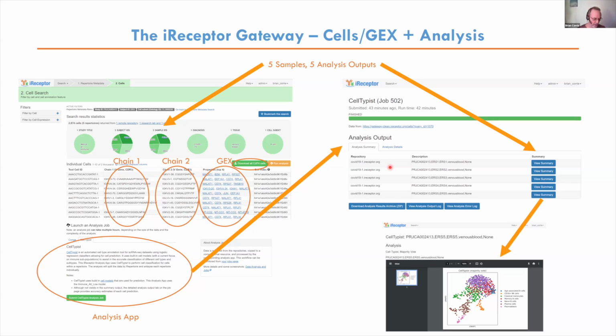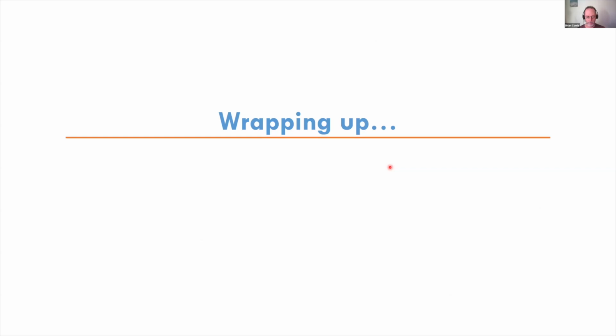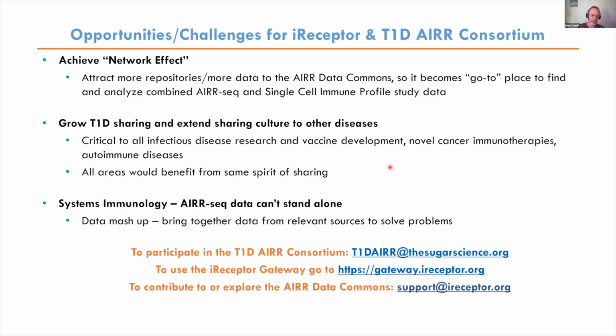So I'll basically stop there and open things up for questions. I'll just maybe say a few more things. So really, the Type 1 Diabetes AIRR Consortium goal is to create this network effect where we attract more data and more repositories, trying to make this the go-to place to find and analyze combined AIRR-seq and single cell data. And certainly from a T1D perspective, that's the goal of the AIRR Consortium.